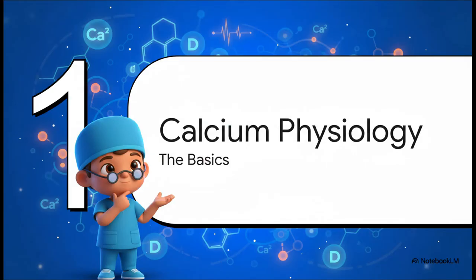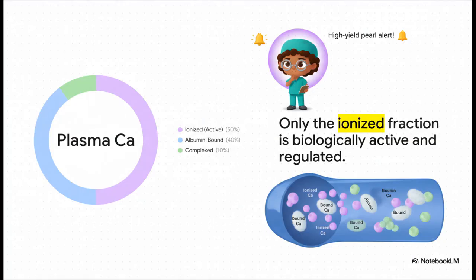Okay, first things first. Before we can even think about fixing calcium problems, we have to understand how it actually works in the body. This stuff is the foundation for every single decision we're going to make down the line. Now, check this out. It's really interesting. Only about half of the calcium floating around in your blood is actually doing anything. That's the ionized or active form. The rest is just kind of hitching a ride, mostly stuck to albumin.